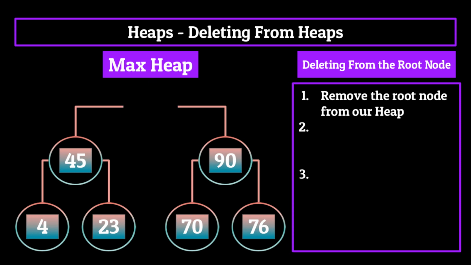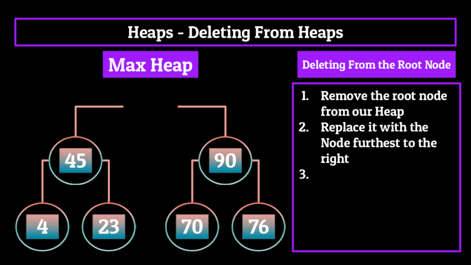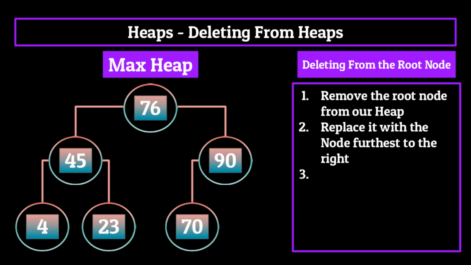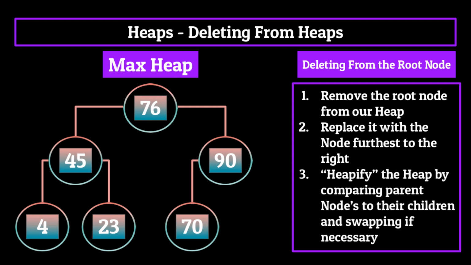What you do with it is up to the programmer. You can return it back to the user, store it somewhere else, print it out, etc., etc. Either way, then, step 2 is replacing it with the node furthest to the right. In this case, it would be the 76 node. Finally, for step 3, we do what's known as a heapify to fix up the heap.